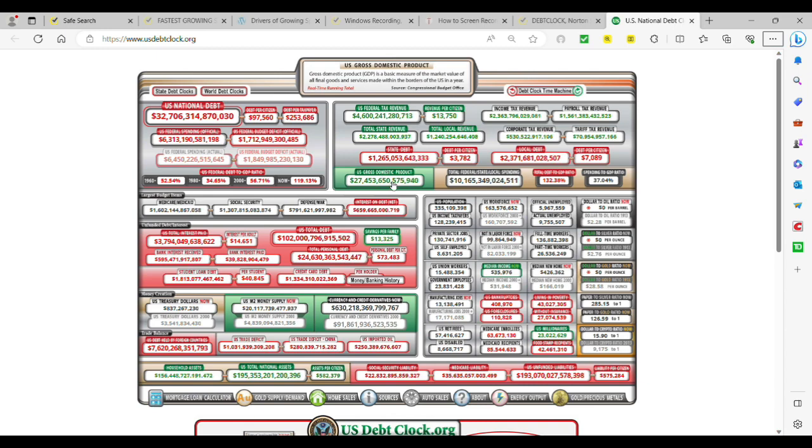U.S. GDP at this moment, 27.45 trillion. And then I'll remind you that the U.S. national debt is 32.7 trillion. That's how you get the 119% ratio of the debt per GDP. It is not good. It's not a good measure.